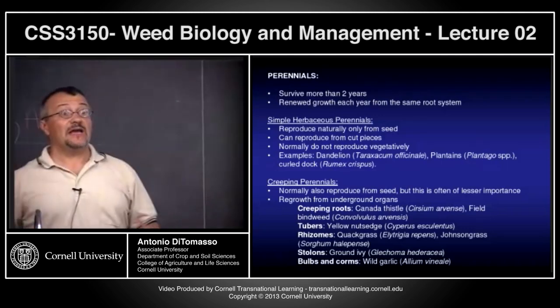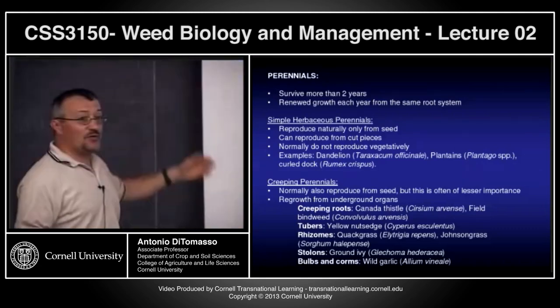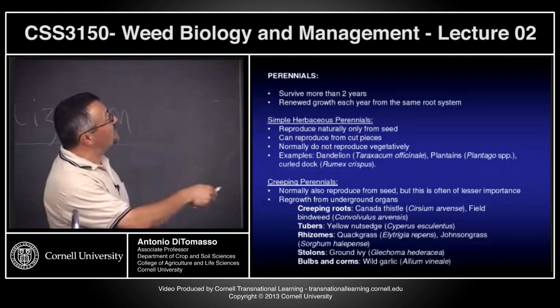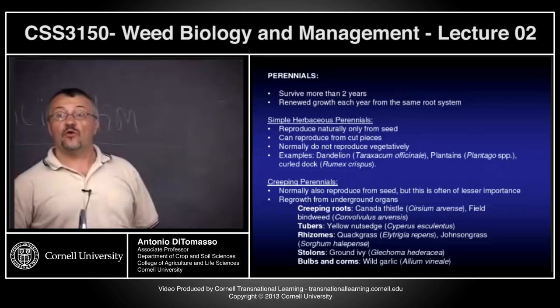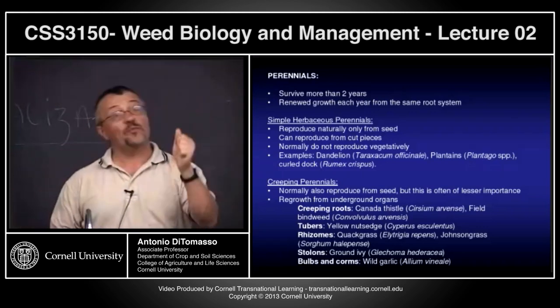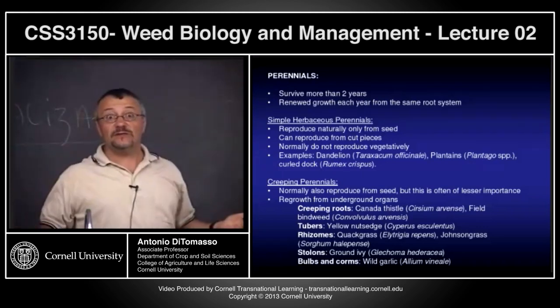So if I ask you, what's the difference between a simple herbaceous perennial and a creeping perennial? One of the things you'll say is that the simple herbaceous perennials are plants that survive for more than 2 years, but reproduce primarily, or prefer to reproduce, by seeds. Okay, and that's important to know.